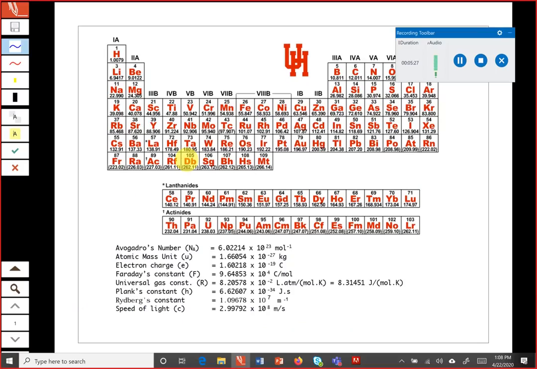All right, so here's our periodic table, and what you'll notice in the periodic table is that we give you two different values for the universal gas constant R down here. One of them is in joules in the numerator, one of them is liter atmosphere. So if you forget the conversion factor between joules and liter atmospheres, you just have to divide those two values of R.